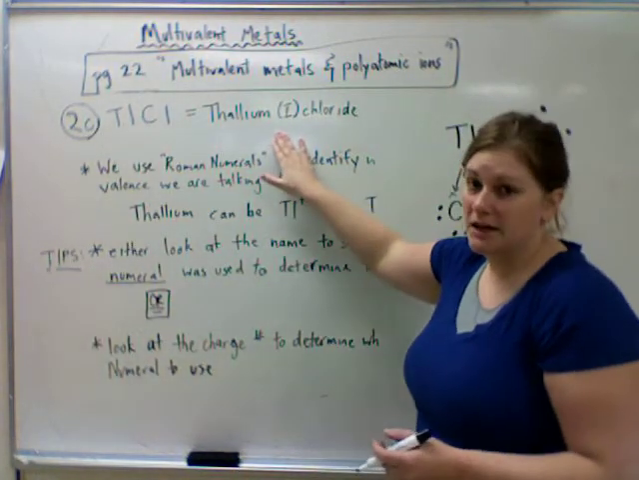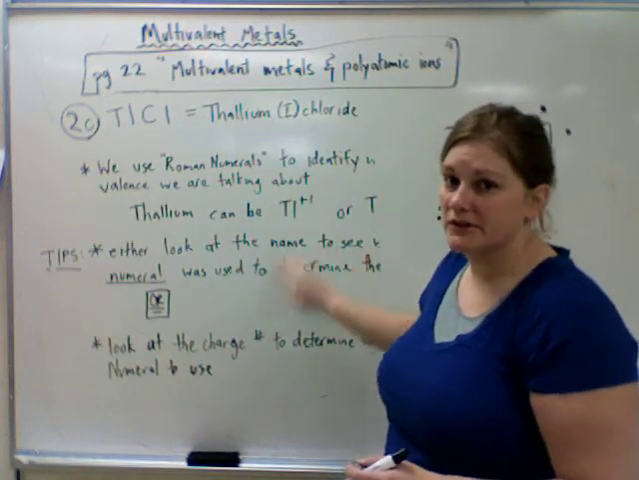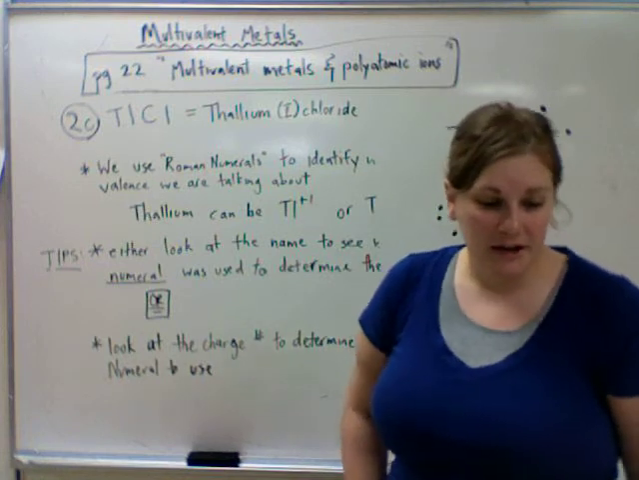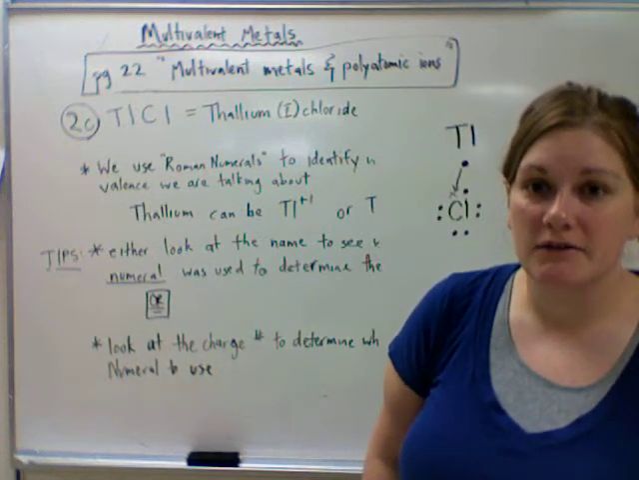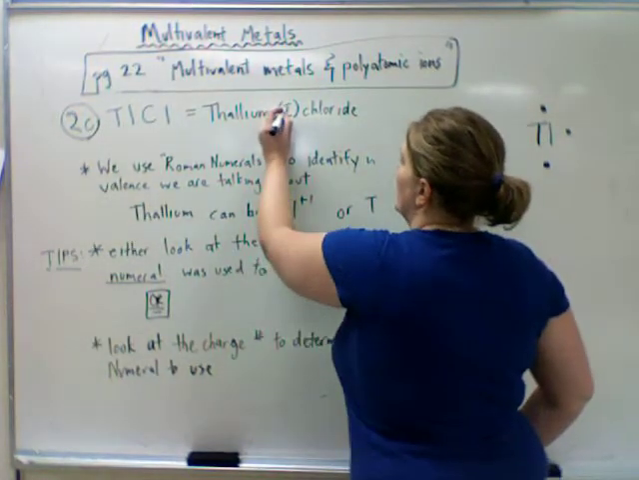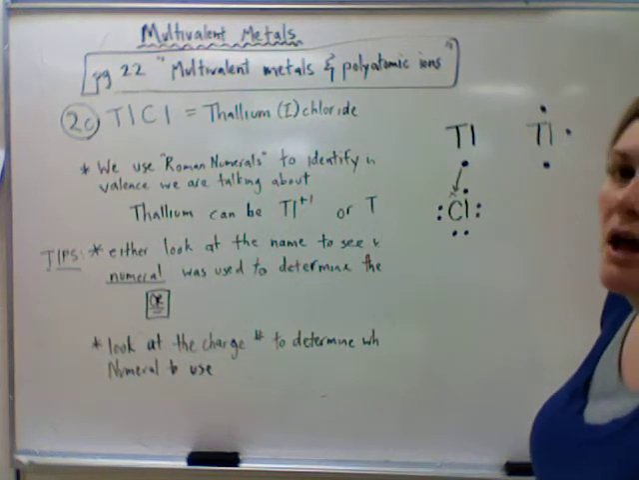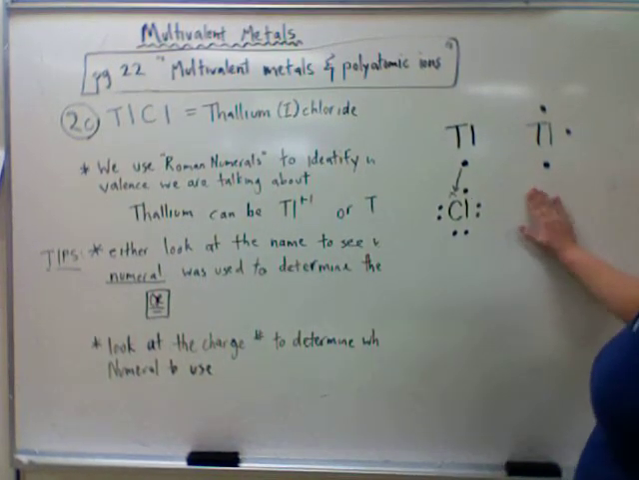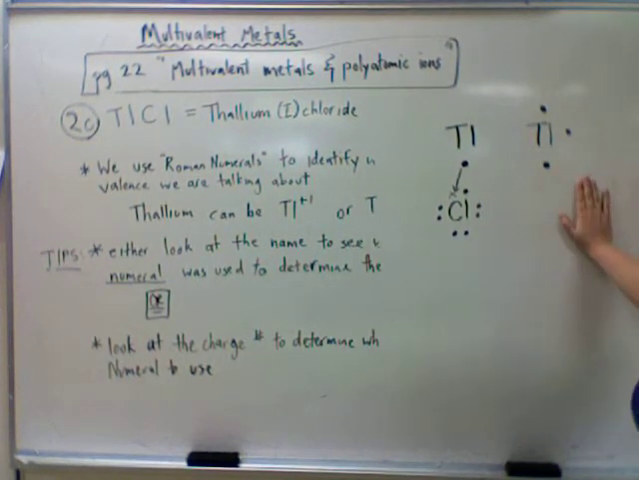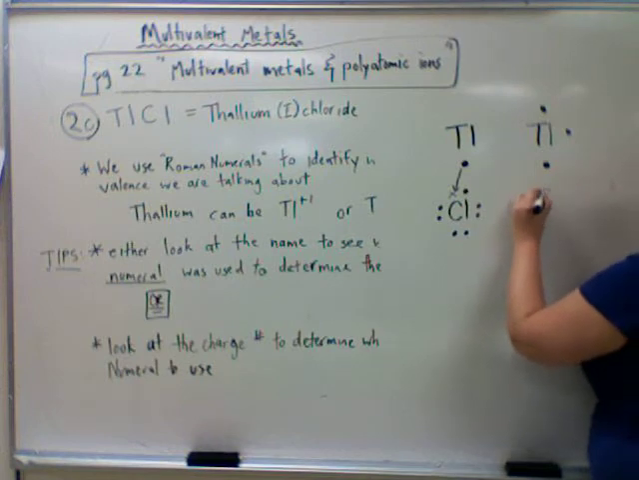And when we're naming it, which is part of what we're doing today, we're going to use a Roman numeral system. We've taken a list of Roman numerals, and if you don't have those, you can come and get those from me in class. The Roman numeral for number 1 is like a capital I. In this case, if we were to bond chlorine with thallium 3 instead of thallium 1 and put a 3 there, it would look something like this. So here's the difference.